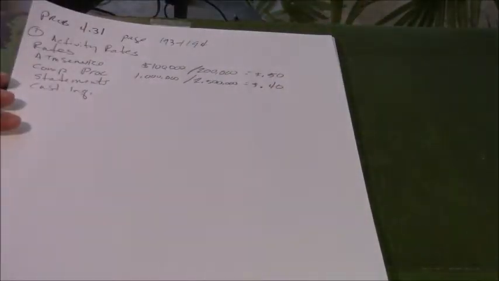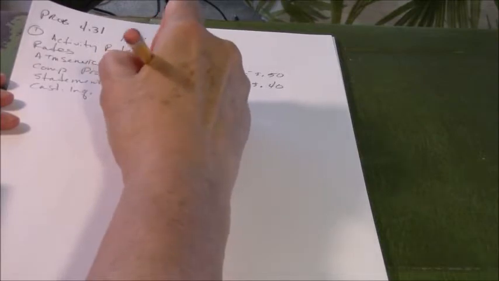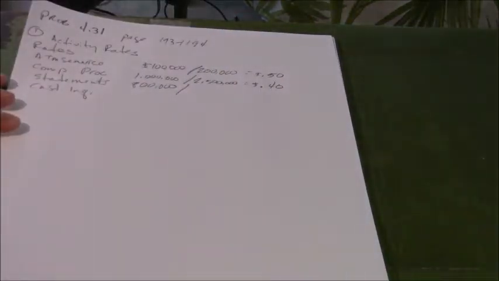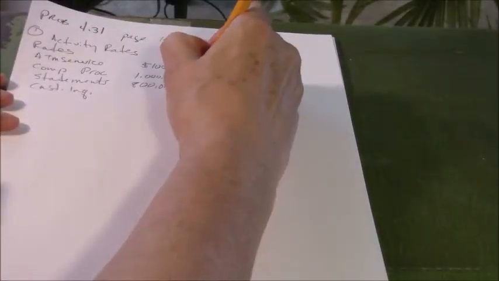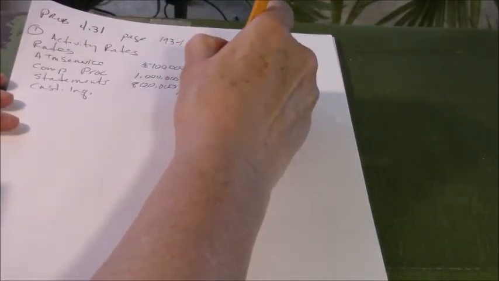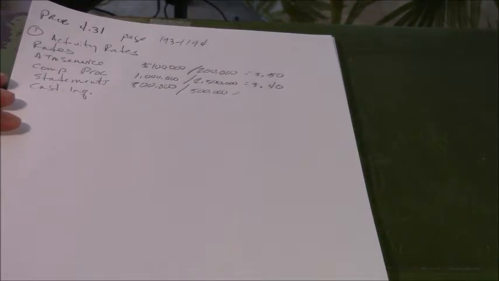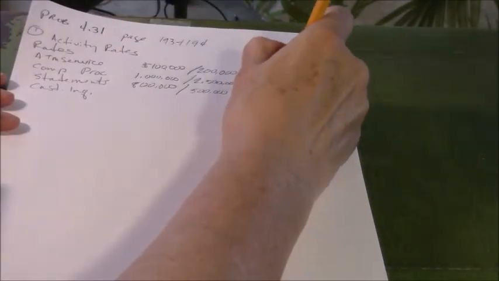Next thing is issuing statements. It costs $800,000 to issue the statements, and they send out 500,000. So 800,000 divided by 500,000 is $1.60 per statement.